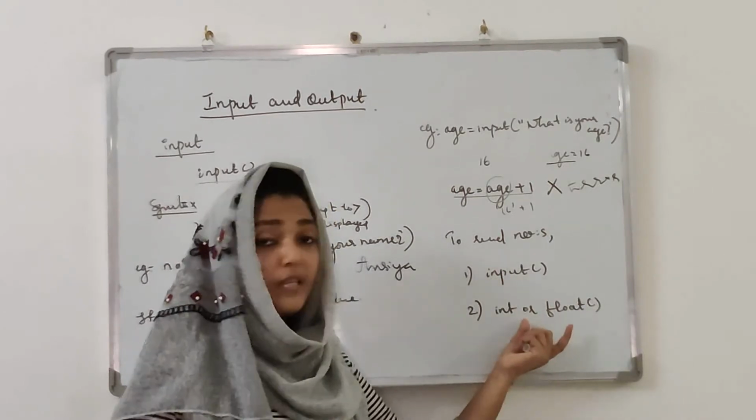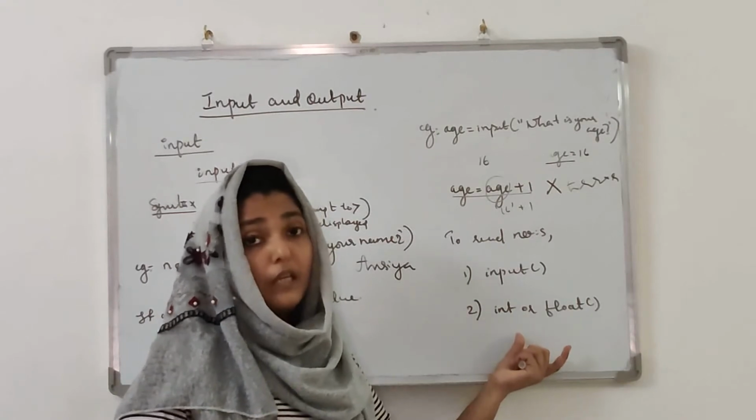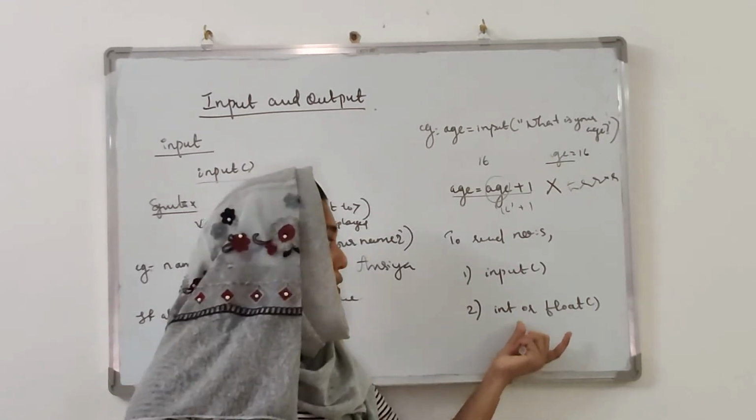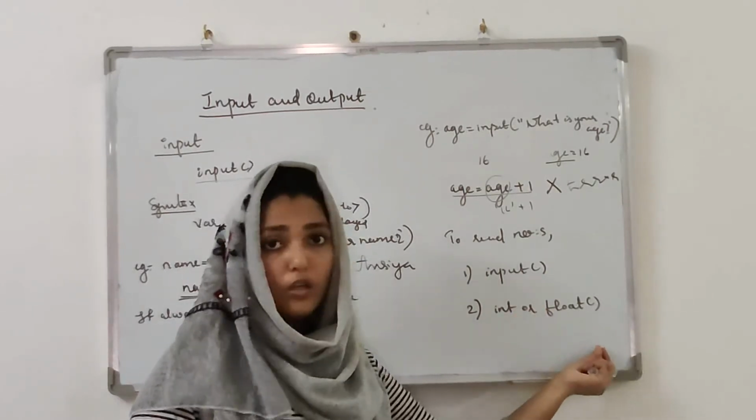So what is the aim of these two functions? Whichever value is fetched from the user, if it is an integer or floating value, we can change it directly to an integer or floating value using int or float.